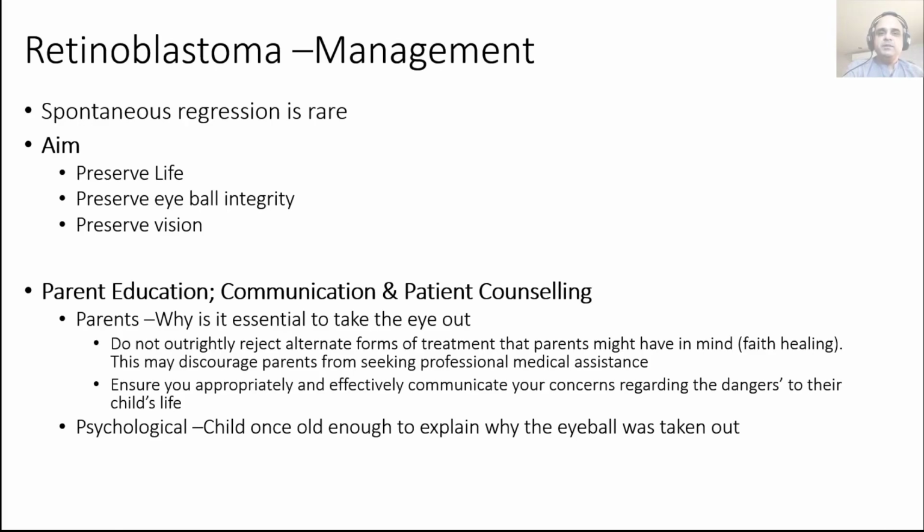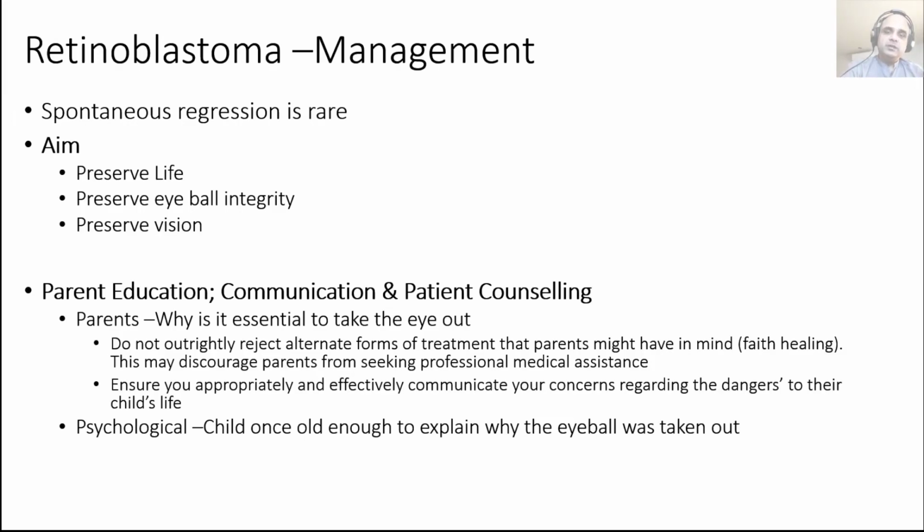ensuring that any alternate forms of treatment that the parents might have in their mind, like faith healing, are not outrightly rejected. Faith healing is something that's very central to this region, and it's something that must be respected. You express your concern that this is putting the child's life in danger, and any delay in this might prove to be detrimental. But do not outrightly reject other forms. You say, you let us do our thing, you do your thing, so that they keep coming back to you, because if you outrightly reject it, they might just get discouraged and not seek professional medical assistance altogether.